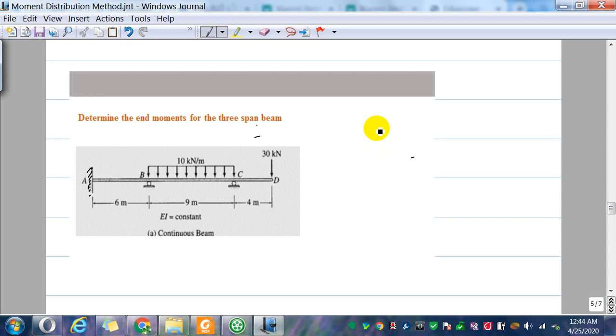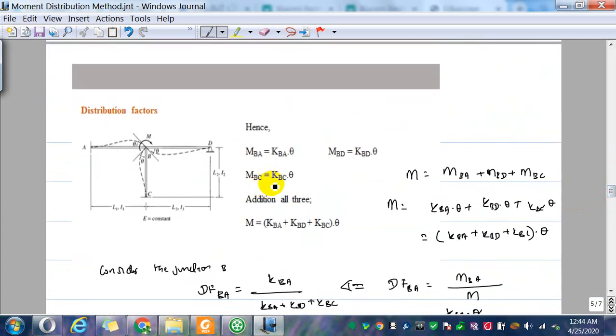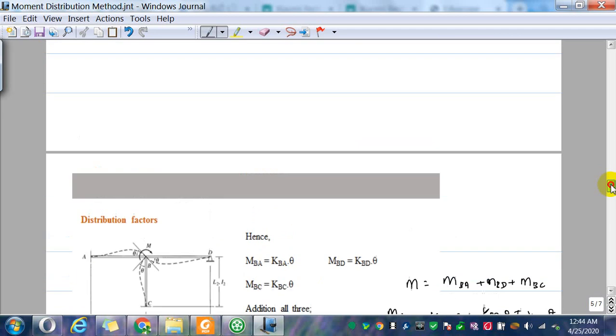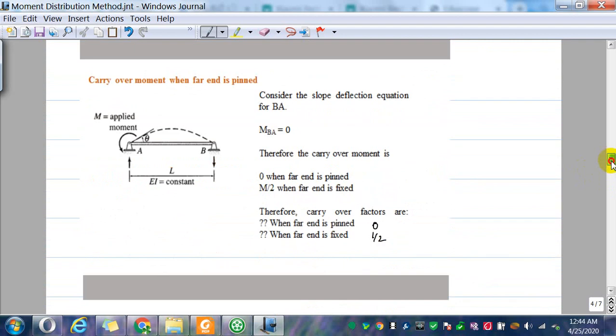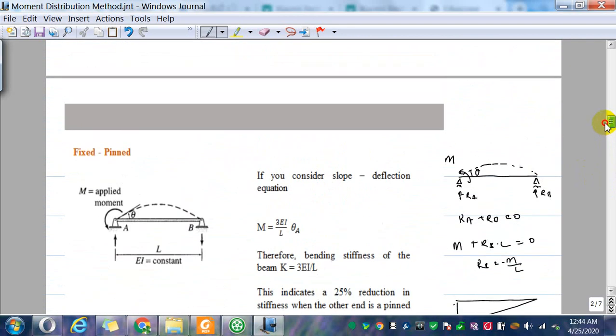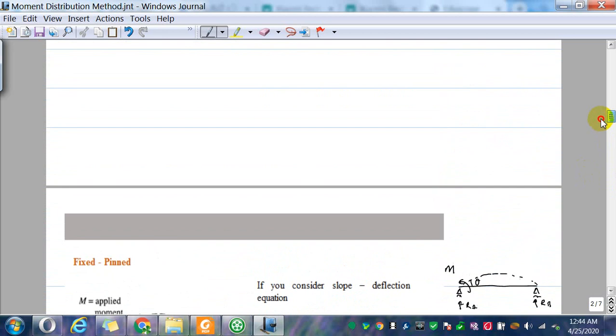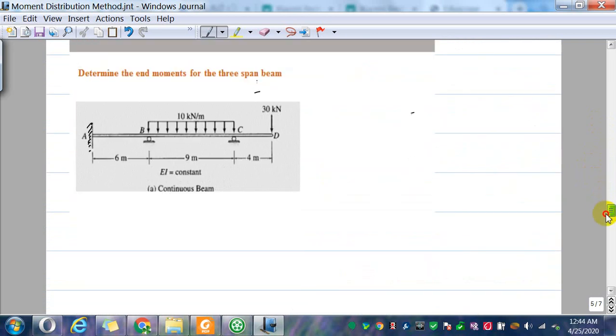From the theory we have learned earlier, basically we need to derive two things. First is the stiffness, K, of each beam. Then we need to derive the distribution factor. We have discussed this earlier.